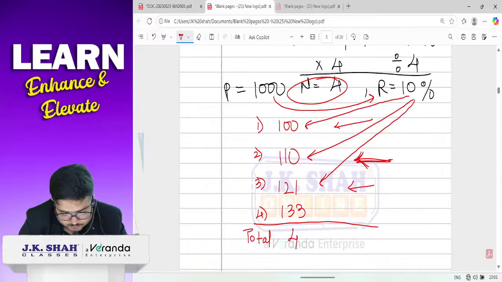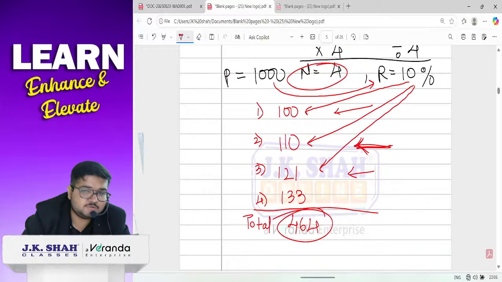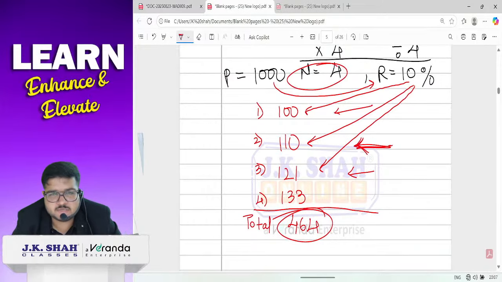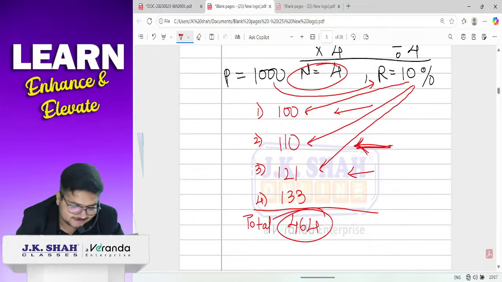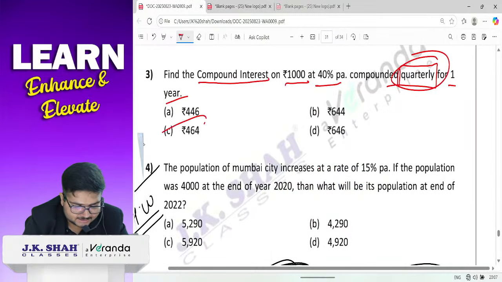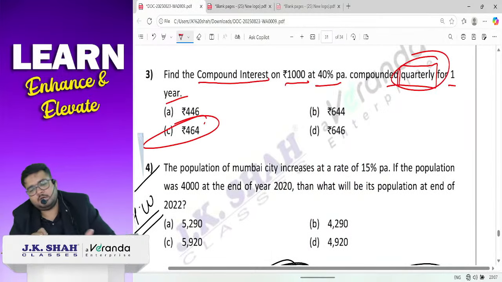You have to take total of this answer and this is 464. Now here you have asked compound interest only. So here the sum is ending. 464 is your correct answer. Option C. Lock कर दिया जाए.